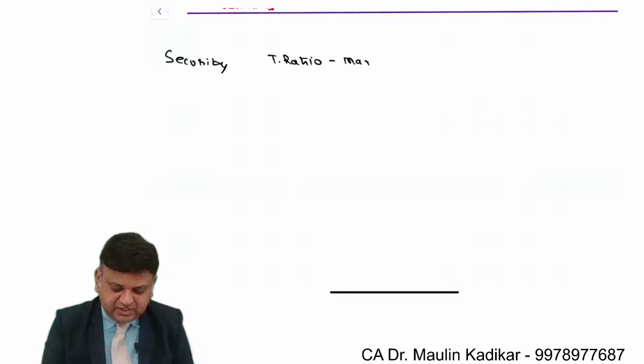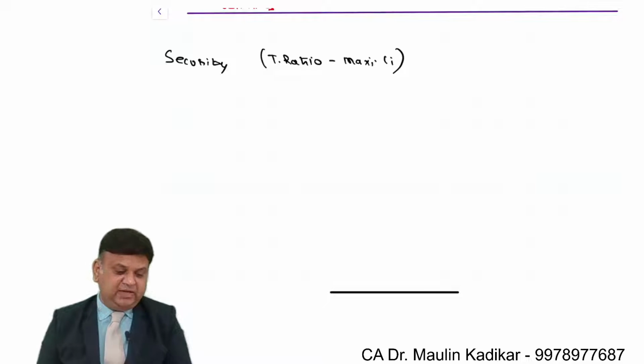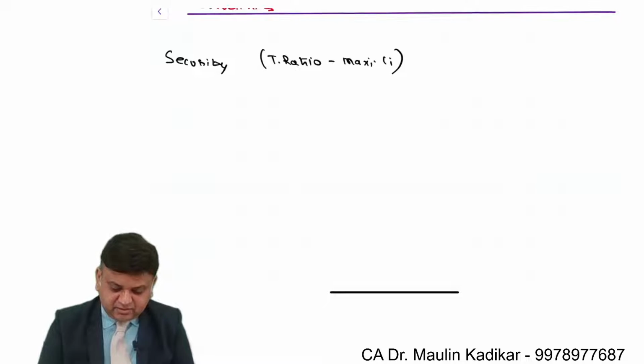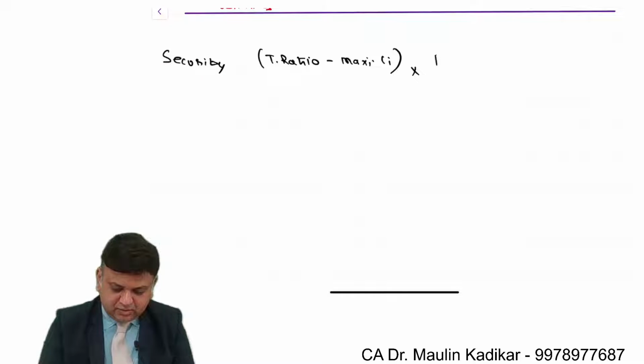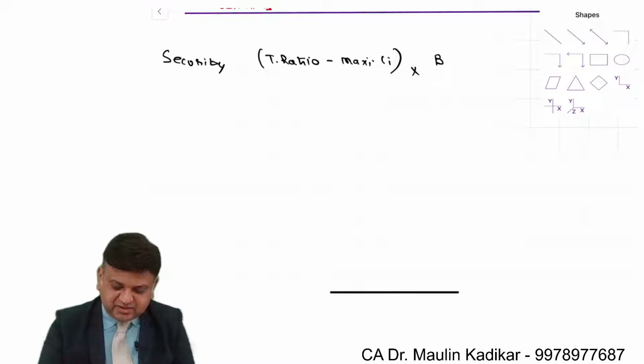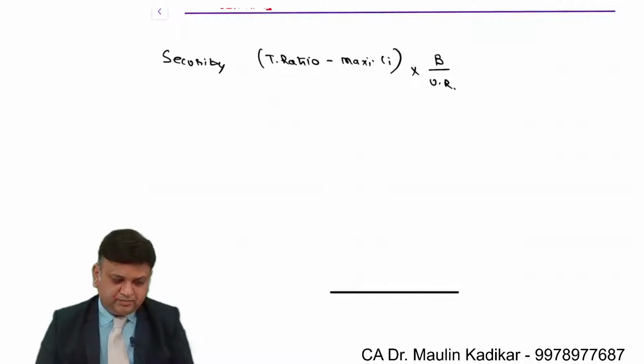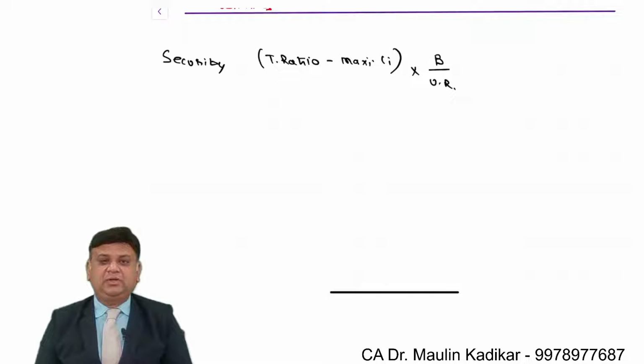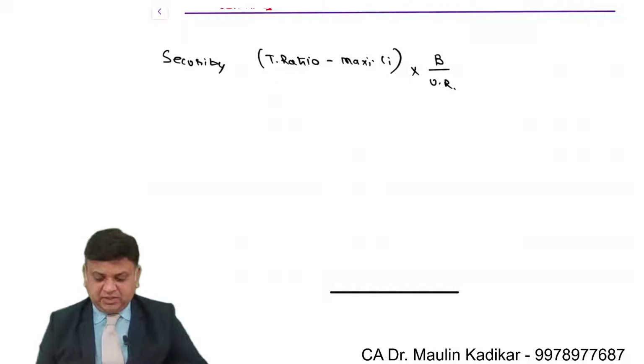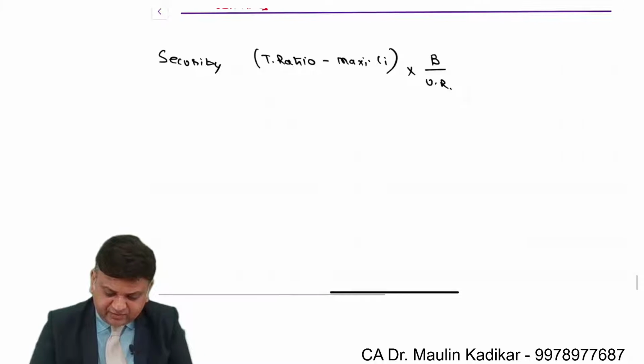Minus maximum CI. Whatever the answer we have, that will be multiplied with beta divided by unsystematic risk. So what we'll calculate is the total of the same, and the total is like the Z. Then the total will be calculated, and then we'll calculate the weight or proportion.